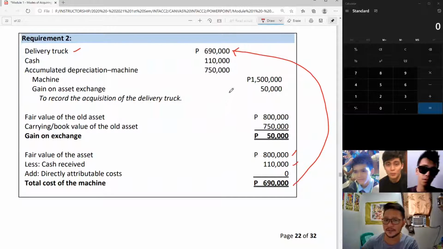So the other components of the entry, yun nga, nakatanggap ka ng cash. Tapos ang original cost ng machine ni low speed, dide-recognize natin together with its accumulated depreciation. And of course, the gain on exchange is simply computed as follows.